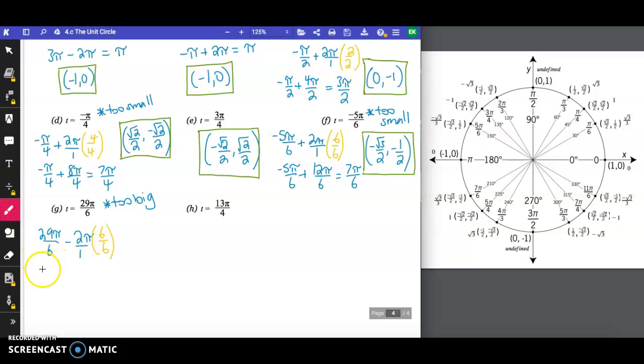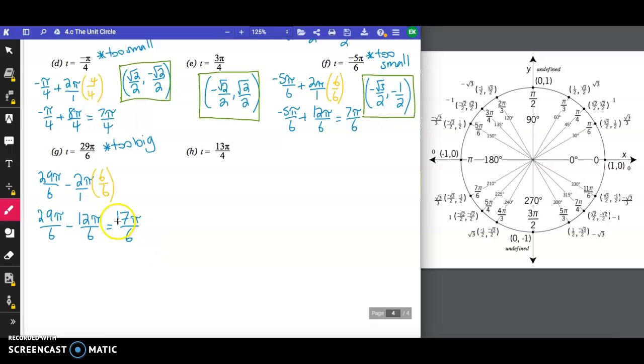So really the new problem I get is 29 pi over 6 minus 2 pi times 6, which is 12 pi over 6. And I get 17 pi over 6. The problem with that is that it's still too big. Again, the biggest thing I see on here that's over 6 is an 11. So this is still going to be too big, which means I'm going to have to do it one more time. So all I'm going to do is take that 17 pi over 6 and subtract another 2 pi from it, or aka 12 pi over 6.